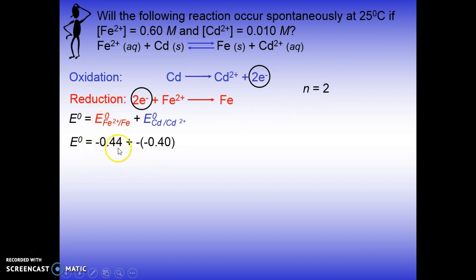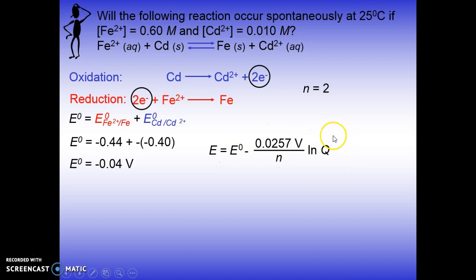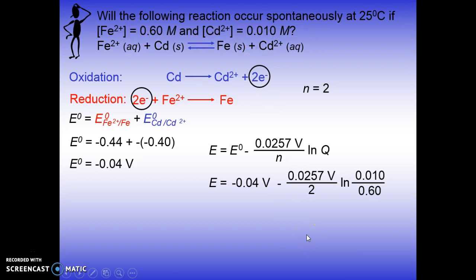The reduction for iron is negative 0.44. The reduction for cadmium is negative 0.40, but we've got to flip that sign. So we have a voltage that's negative 0.04 volts. That's really bad for spontaneity, right? So that's what our value is here. But let's figure out Q based on these concentrations and see what the overall voltage is going to be.